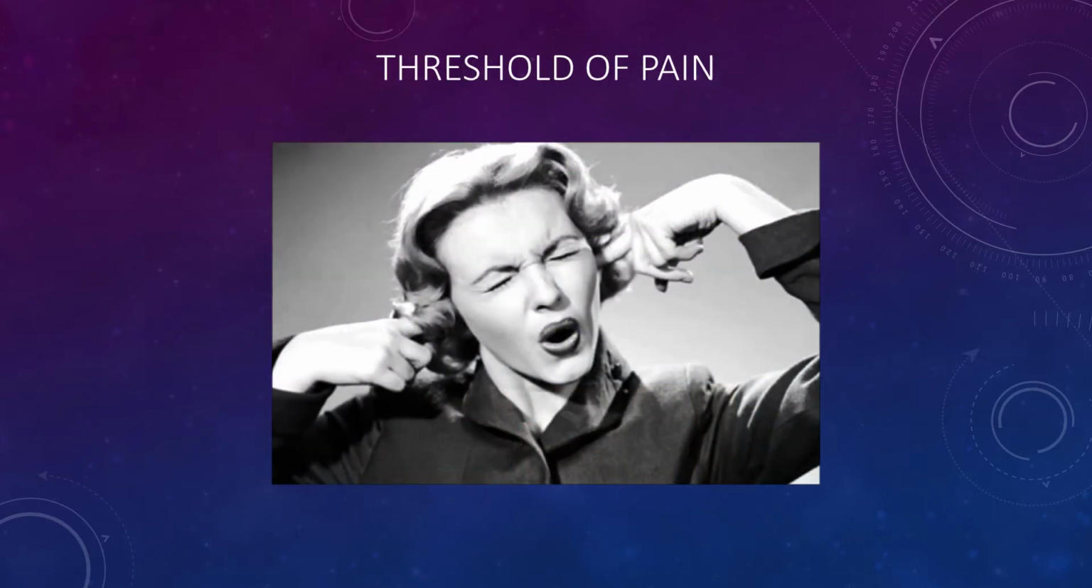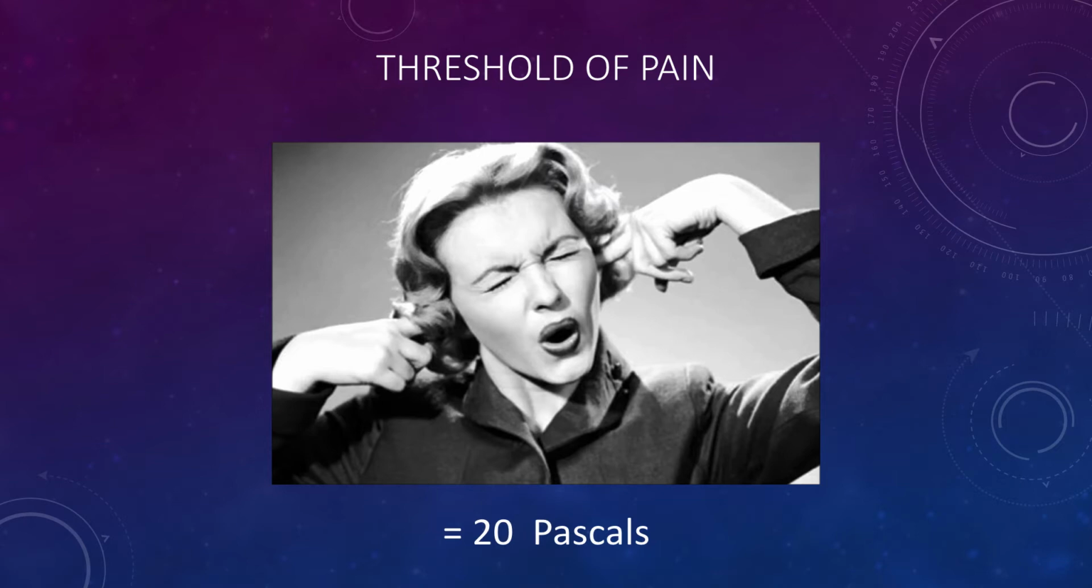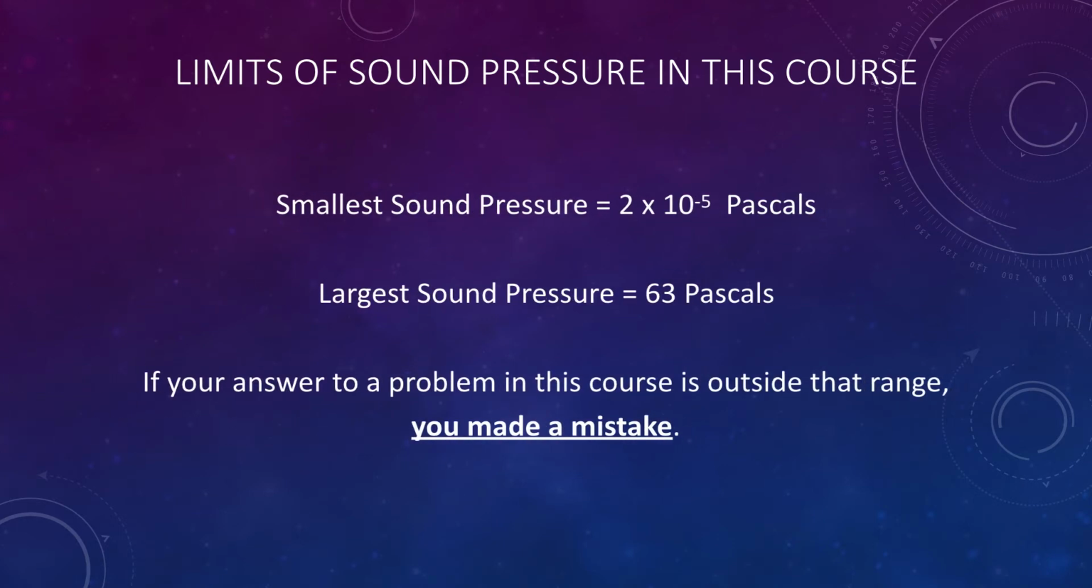Threshold of pain. The sound pressure recognized as the threshold of pain is about 20 pascals. That is equivalent to the sound of a nearby jet plane taking off. It is not the loudest sound we can hear, but it does cause physical pain to the listener. In this course, the limits of sound pressures for sound that we will consider will be 2 times 10 to the minus fifth to about 63 pascals. If your answer to a problem in this course is outside that range, you have made a mistake.